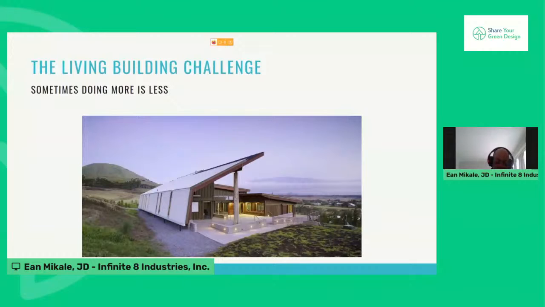supplanting or essentially displacing, right? Too many trees, for example, or disturbing the natural habitat. And so it really is a very high and stringent standard to achieve.